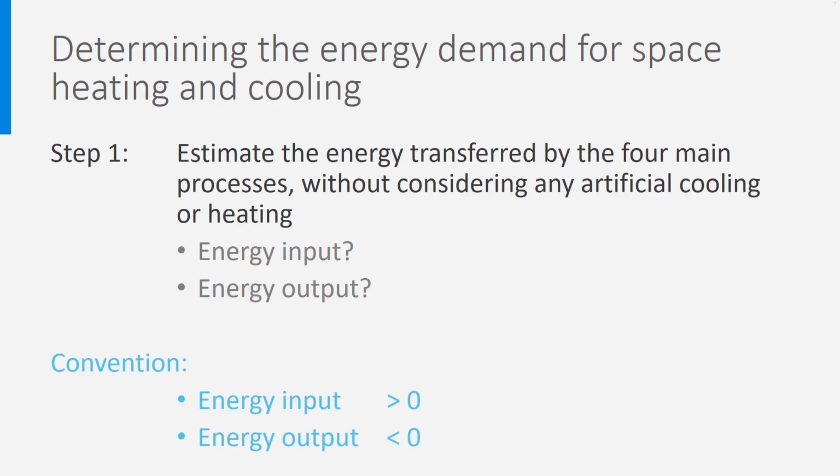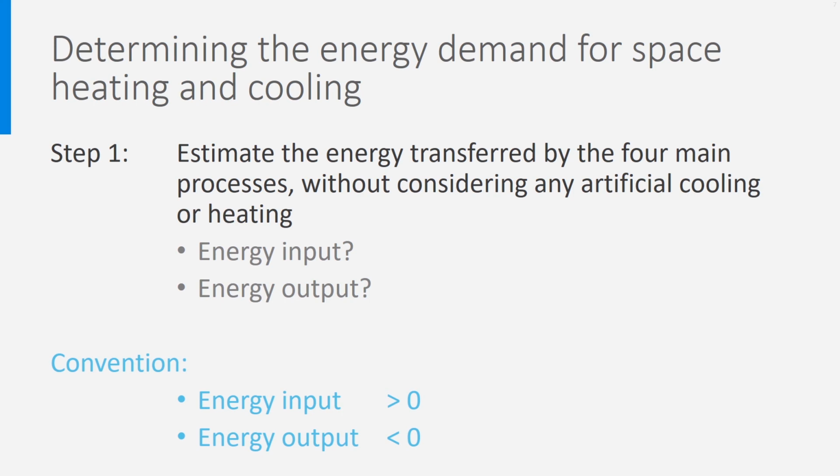So, to determine the energy demand for space heating and cooling, we will make a balance of the four main energy transfer processes we described a few minutes ago: transmission, ventilation and infiltration, solar gains and internal heat gains. To do so, we will have to estimate all of them and to determine if it is an energy input to the building and its indoor air, or if it is an energy output. In thermodynamics, we always use the convention that the energy input to a system is counted positive and the energy output is counted negative. Remember this convention because it is very important when making the balance.